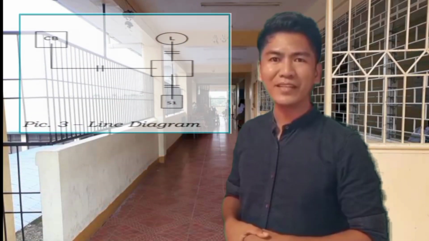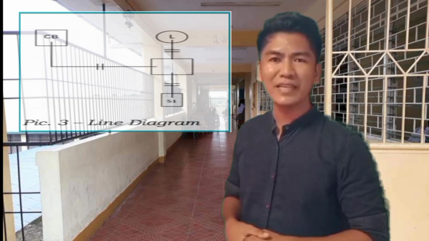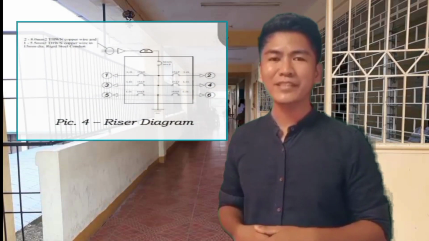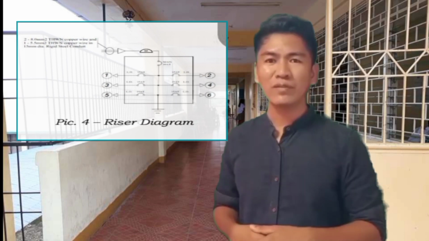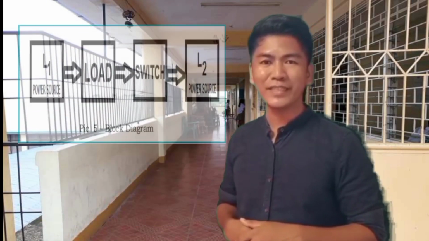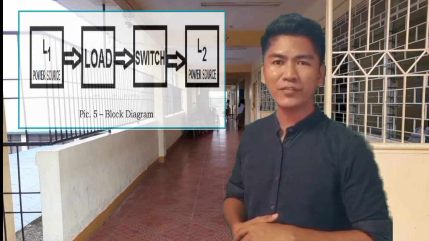rather than using realistic pictures. Number 3, line diagram is the presentation of electrical connection of wiring devices using single line, with slashes indicating the number of conductors in a line. Number 4, riser diagram. Riser diagram is a single line diagram that shows the entire electrical circuit from the service entrance up to the smallest circuit branch. Block diagram shows the general description of a wiring system and each function.